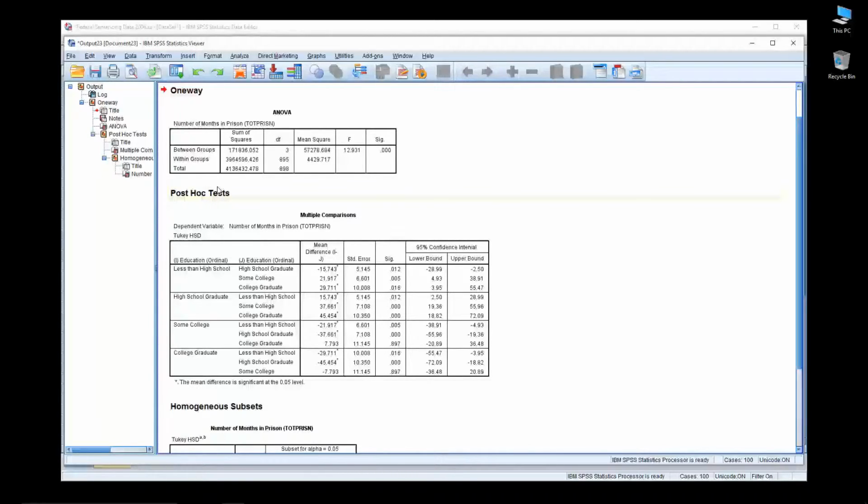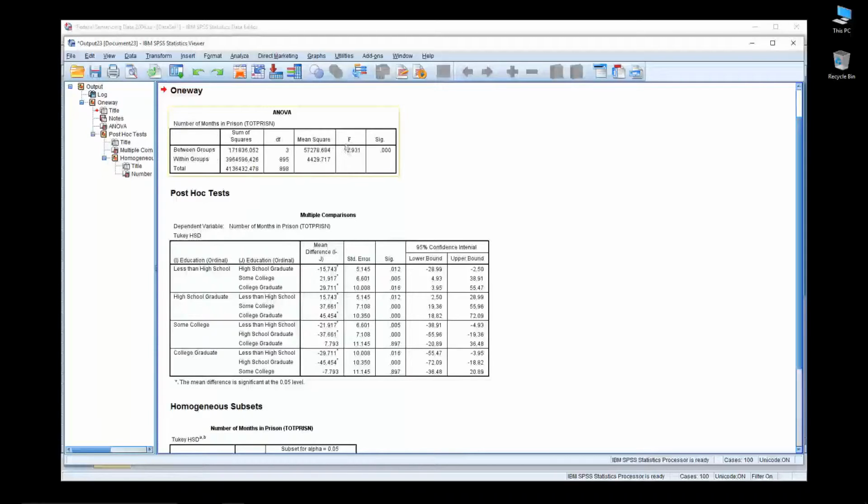So within college graduate, within some college, within high school graduate, and within some high school. So it's looking at how much variation there is within each one of those categories. And then this is examining how much variation or how much difference there is between the groups. And it's really comparing the differences between to the differences within.